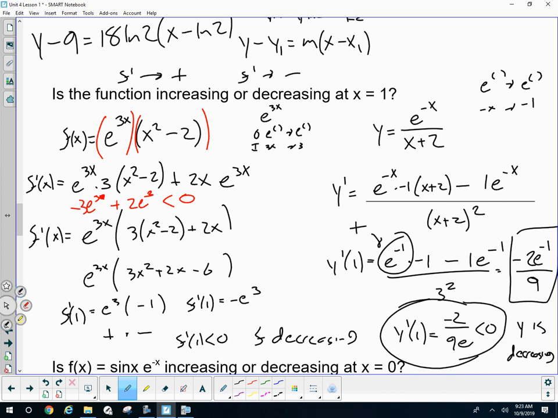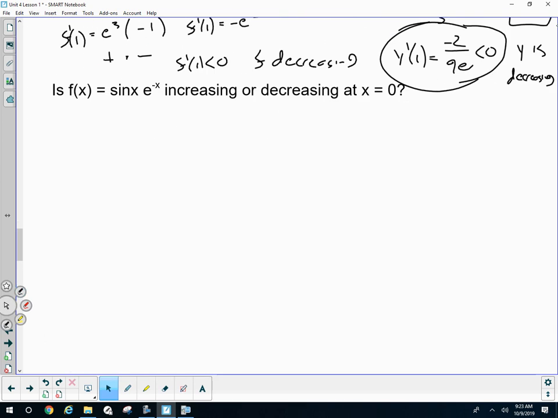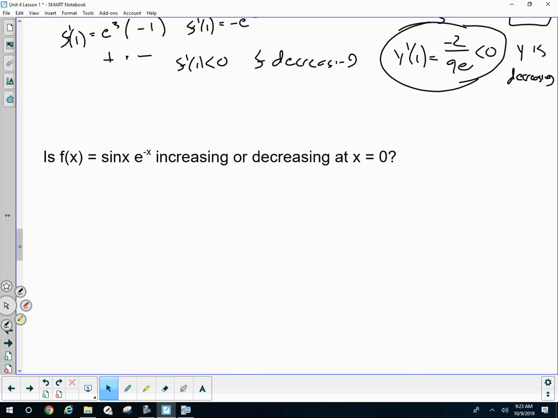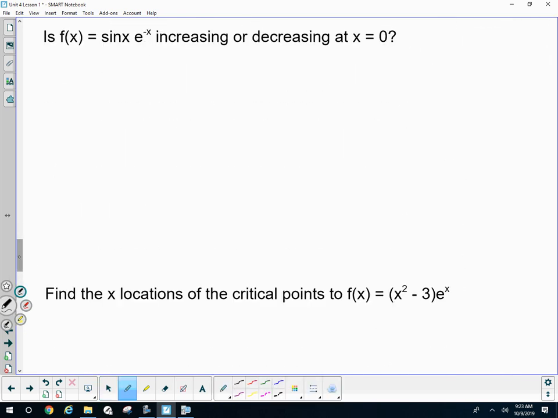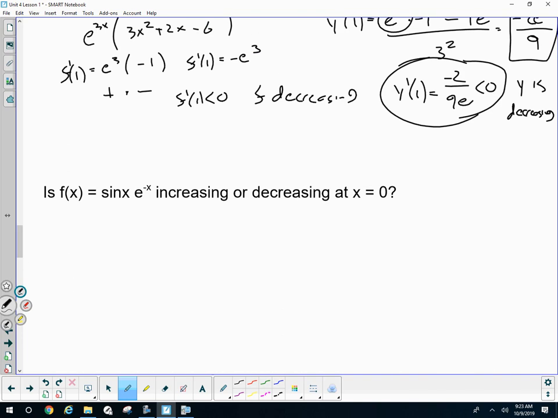Okay, another one just like that. Is sine x e to the negative x increasing or decreasing at x equals 0? Let's find out. Again, we have a product. We have a product rule coming up, and within the product rule, we will have a chain. So in the product rule, I have the derivative of first times the second, plus the derivative of e to the negative x. We talked about it before. It's e to the negative x times negative 1. It's like the derivative of the outside times the derivative of the inside times sine x.